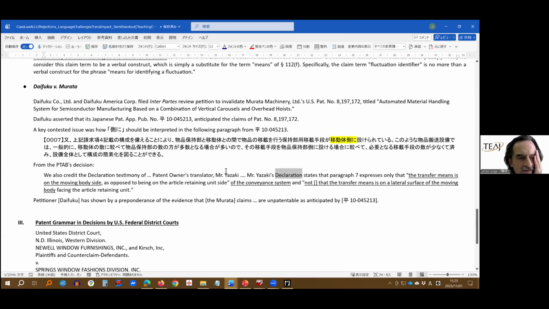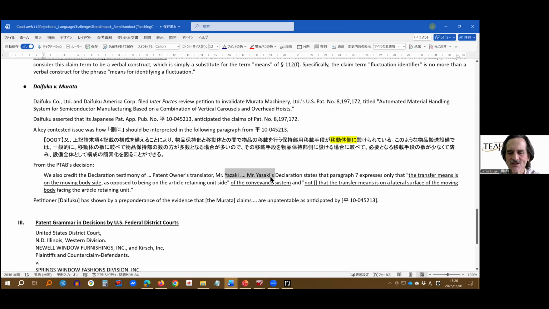I'm sorry. This is Daifuku did not assert. Yazaki-san was Murata's translator. I guess, yeah, I think Daifuku was, in this case, Murata. Let's see. Anyway, let's go back.